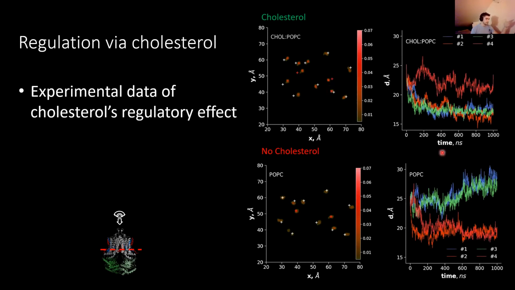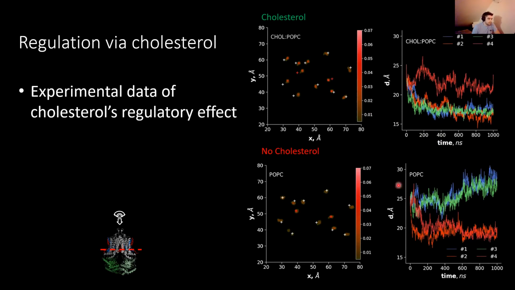And then this is what you can see on the right side. As you can see, in the case of cholesterol, the central helices were much more prone to close. The distance was much more likely to decrease as the time increased, in contrast with the membranes without cholesterol at the bottom, where we can see they were even opening in some cases.